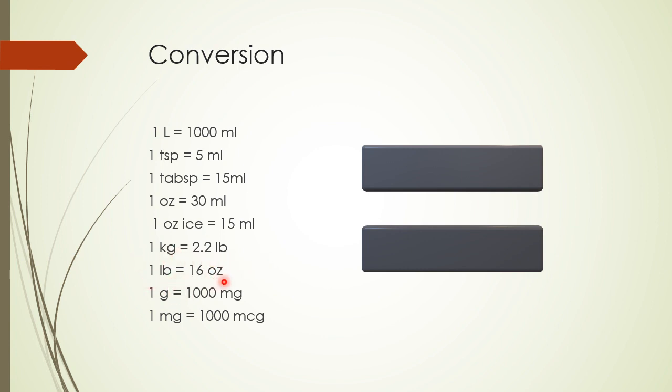1 pound is equal to 16 ounce. 1 gram is equal to 1000 mg. 1 mg is equal to 1000 mcg. You need to remember this by heart. So do not forget to remember this conversion.